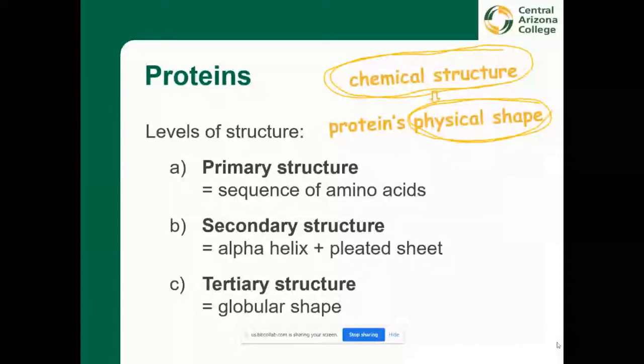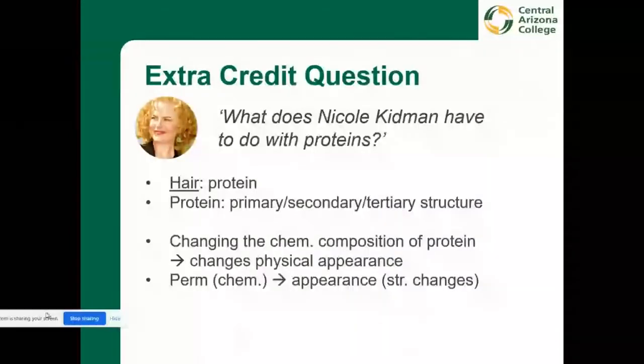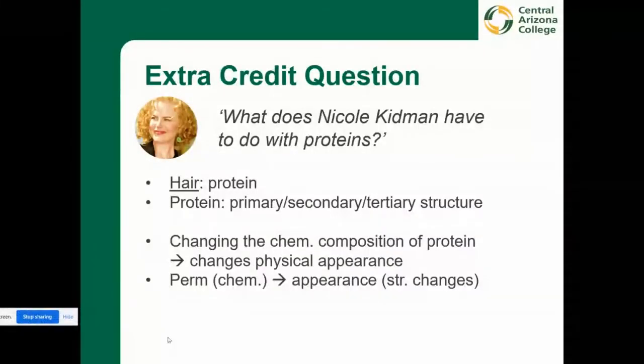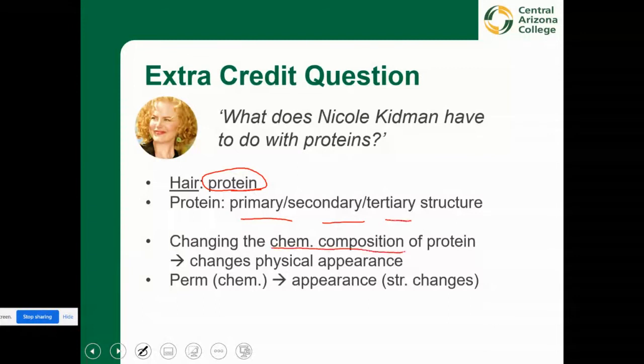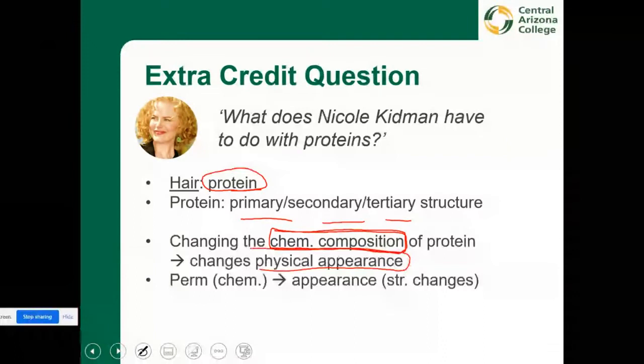So how I would tackle this is by reminding the reader that, of course, hair is made of protein. So that's a good starting point for us to start to understand what's going on here. The other thing that we end up noticing is that protein has a primary, secondary, and tertiary structure. Thinking of that structure led us to understand that when we change the chemical composition of the protein, even just the slightest bit, we end up changing the physical appearance of the protein as well.